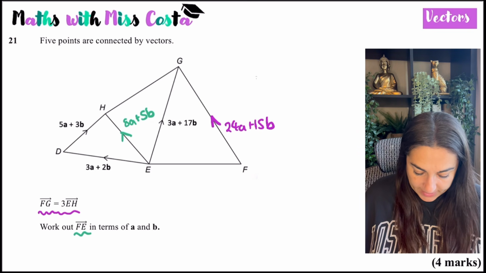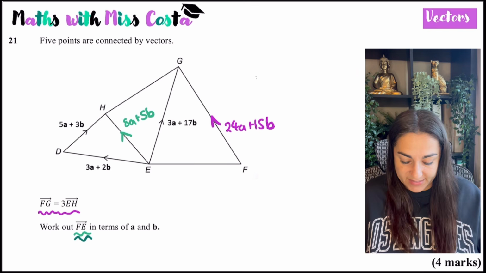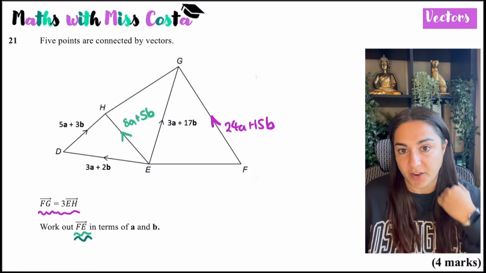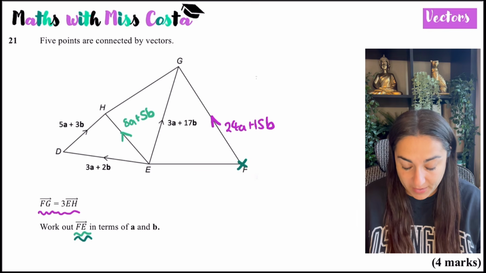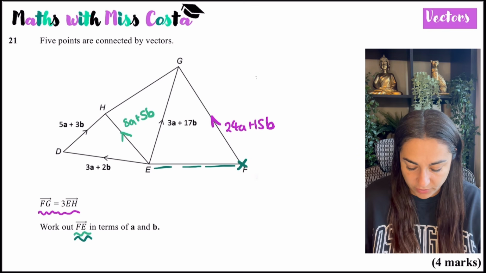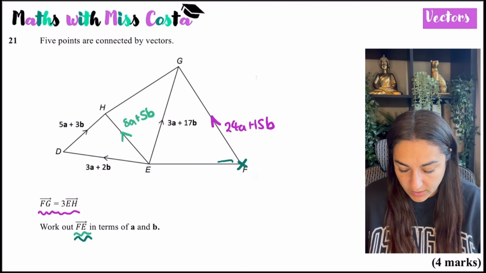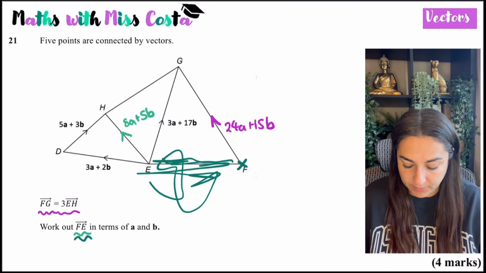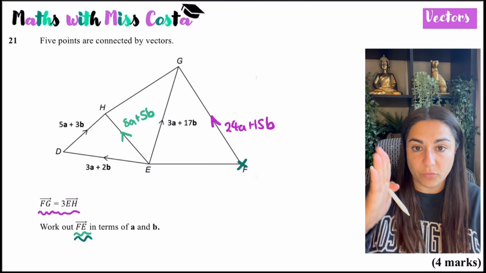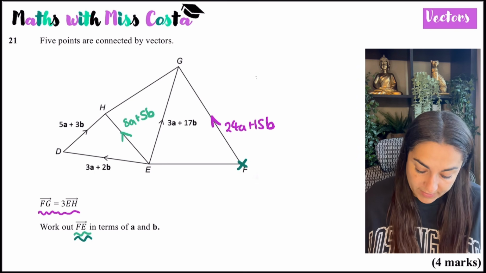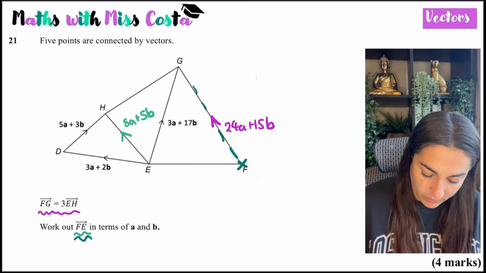Now I need to work out FE in terms of A and B. So once again, I've worked out everything that I can using the information the diagram has given me, and I need to work out FE. Remember, I start from F and I want to get to E. I cannot go through this unpassable land because it has not been labelled. I don't know. There's no route. It's just a boggy random mess. I have to go along the designated roads I've been given on my vector journey. So I'm going to go along here.